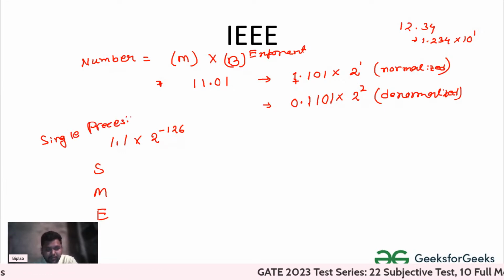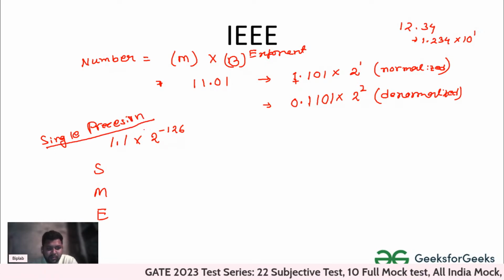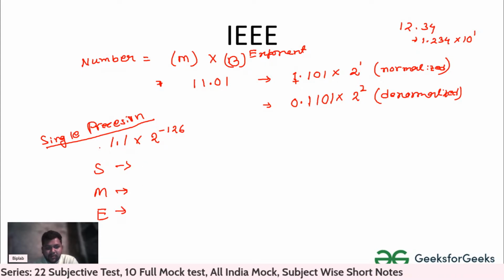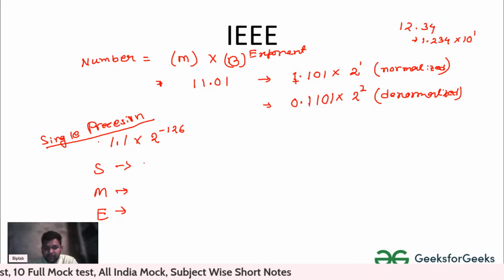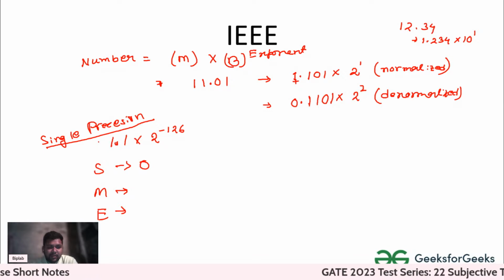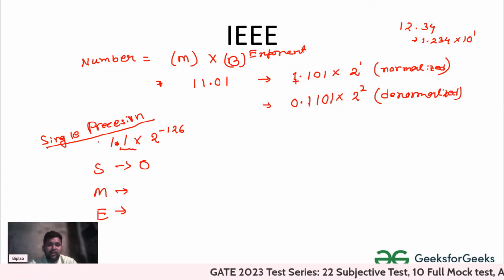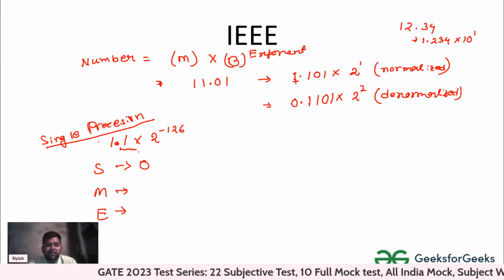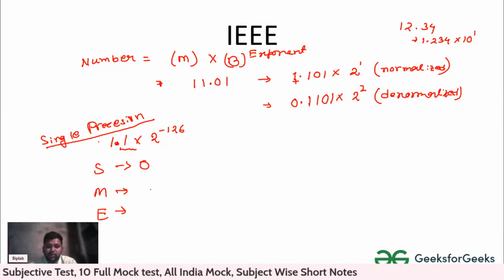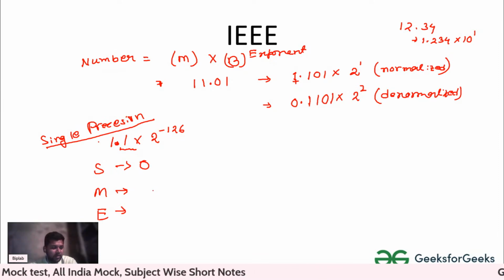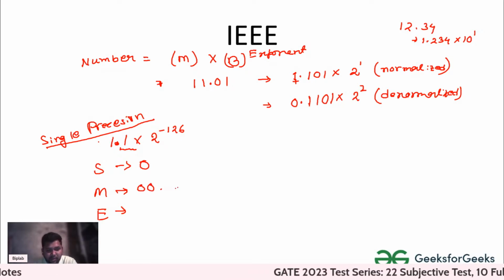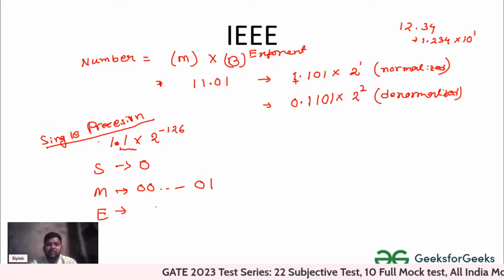Single precision. So the sign bit: since this is a positive number, we simply append 0 here. Mantissa is what is present after the point, which is 1. You cannot store just 1, because the mantissa is 23 bits, so you have to append zeros here, and at the end there will be 1.